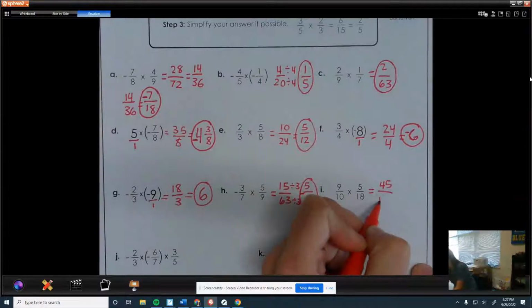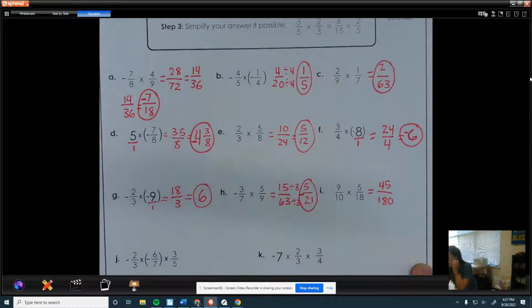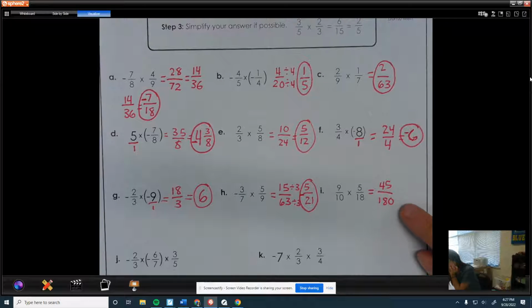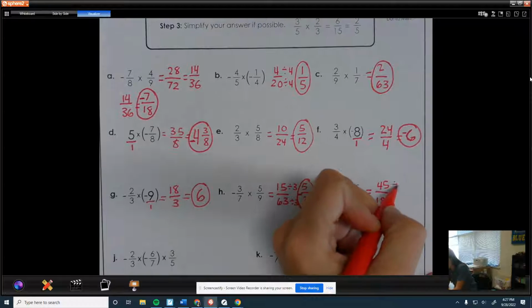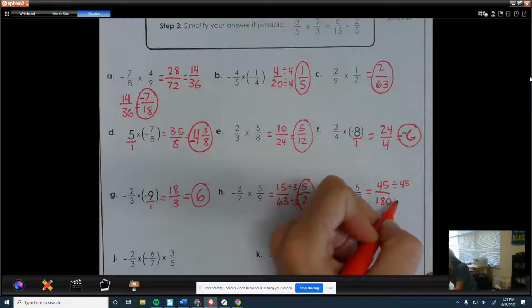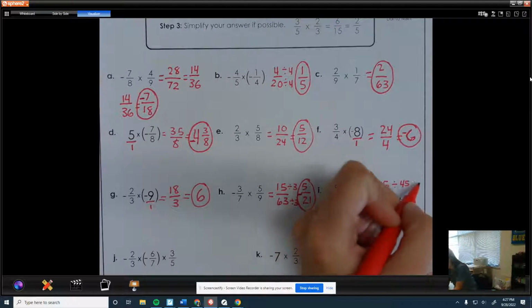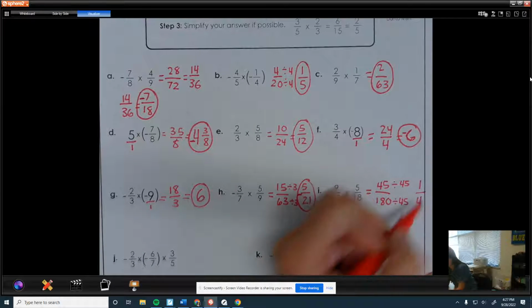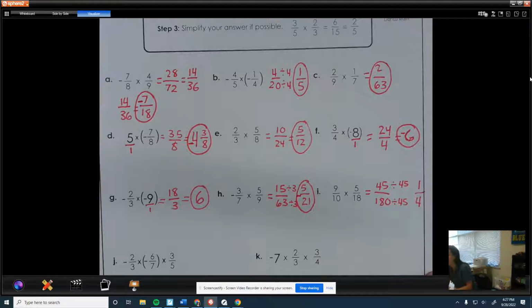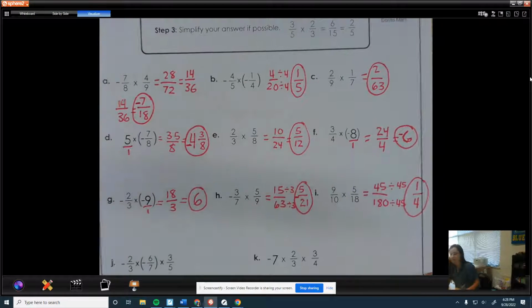All right, 9 times 5, 45. 10 times 18, 180. Whenever a number ends in a 5 or a 0, you can divide by 5. However, I just thought of something. The fastest way to do this would be to divide by 45, because that would be 1. And then 45 times 4 is 180, because 2 45s is 90, 2 90s is 180. So that would be the fastest way to do it.